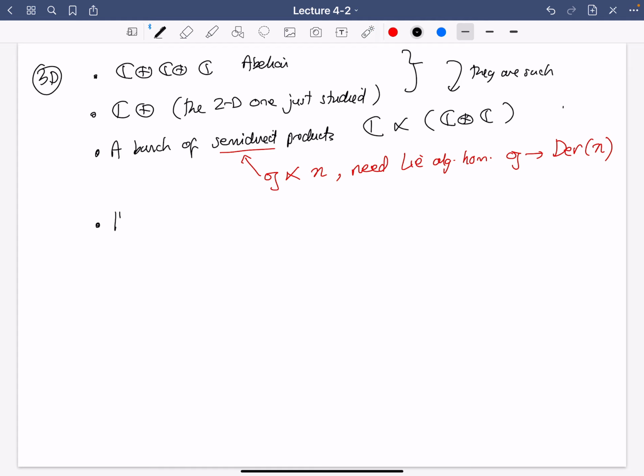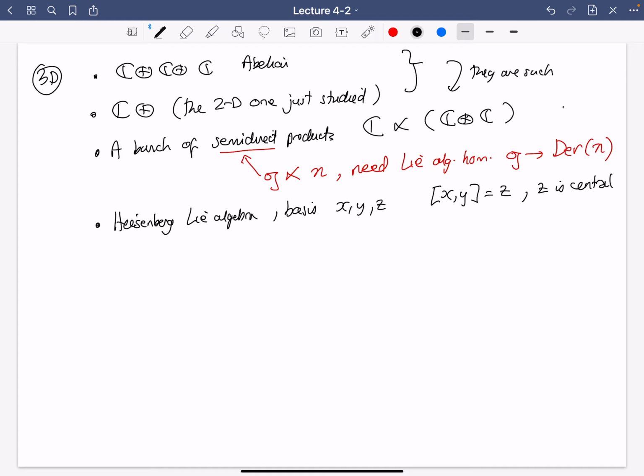And then there's another interesting three-dimensional Lie algebra called the Heisenberg Lie algebra, which has basis x, y, z, and the Lie bracket is defined so that the bracket of x and y is z, and then z is central. So the bracket of z with everything is 0. That completely tells you everything you need to know to write down the Lie bracket of any two vectors in the three-dimensional Heisenberg Lie algebra.